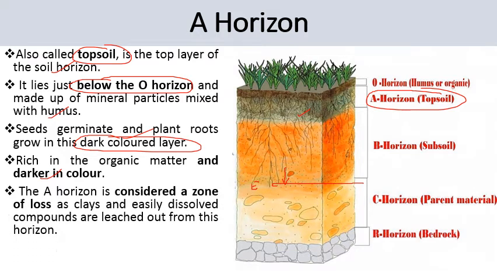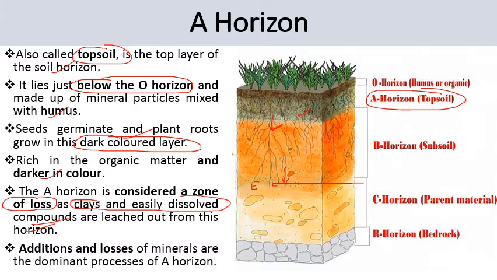The A horizon is considered as a zone of loss because यहाँ से जो clay है और dissolved compounds हैं they are leached out of this horizon. वो नीचे की तरफ को leach होते हैं means they get leached out from this layer और जिससे वो नीचे की layer में deposit हो जाते हैं. So this layer shows two dominant processes that is addition and losses of minerals. So इसमें दो important events होते हैं simultaneously that is addition and losses of minerals. So these two processes are very much dominant in this A horizon.